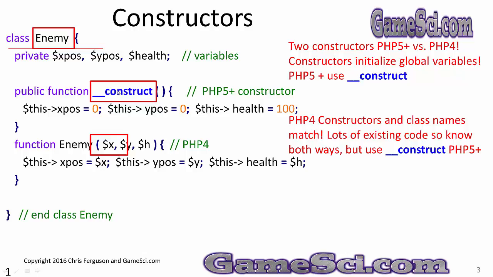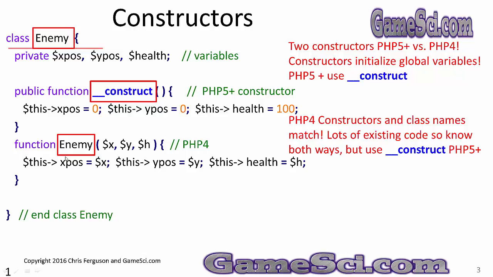__construct did not exist in PHP version 4. This would have been the keyword enemy, or the class name enemy. In PHP 4, constructors and class names must match. So if the name of the class is enemy, then the constructor was named enemy. You did not have the special __construct in PHP version 4. There's a lot of existing code out there that uses this old style constructor. If you're writing new code, you probably shouldn't use it. But if you're working with existing code, you'll probably see a lot of it.